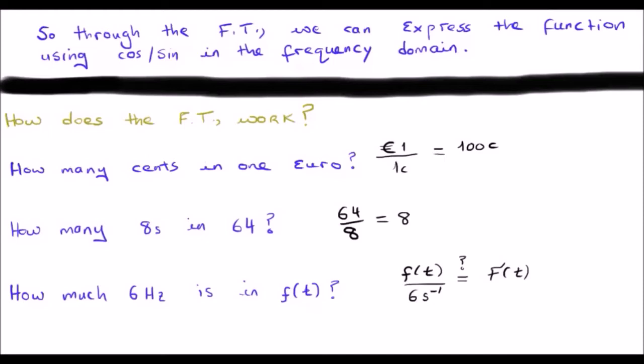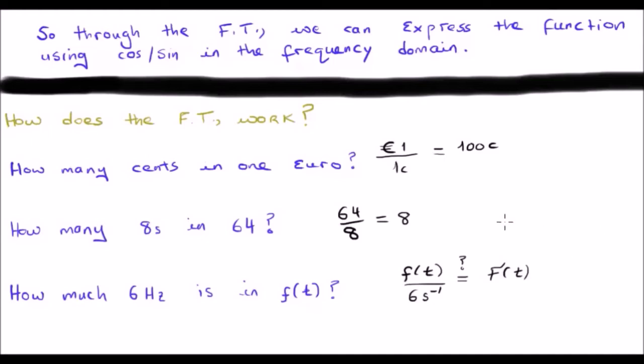In order to begin tackling this, I'd like to ask you, how would you work out how many cents are in €1? Well, you would divide €1 by 1 cent and you would get 100 cent. How many 8s are there in 64? You would divide 64 by 8 and find out that there are 8 8s in 64. How would you find out how many 6 Hz signals there are in your particular function, let's say of time? Would you, for example, divide your function by 6 Hz?